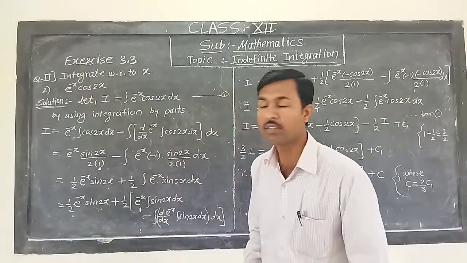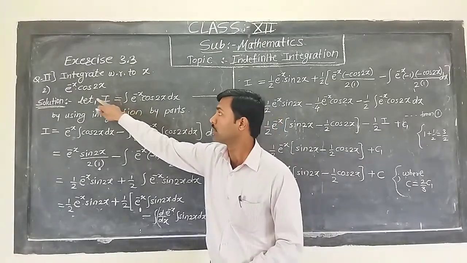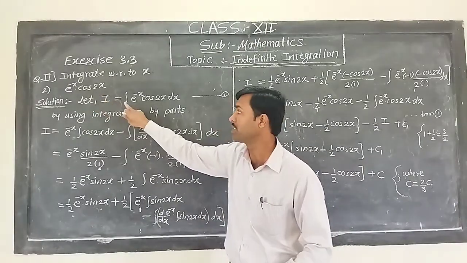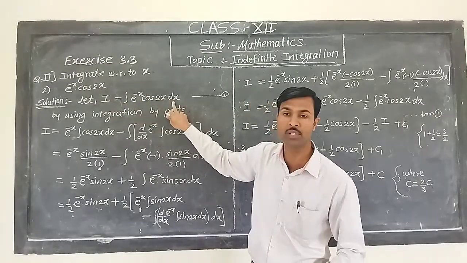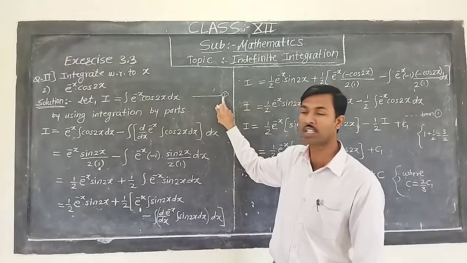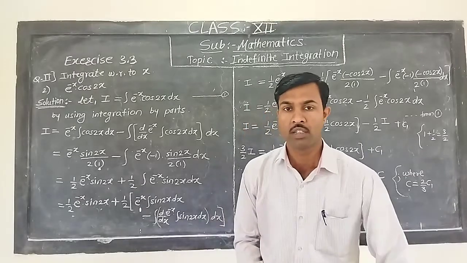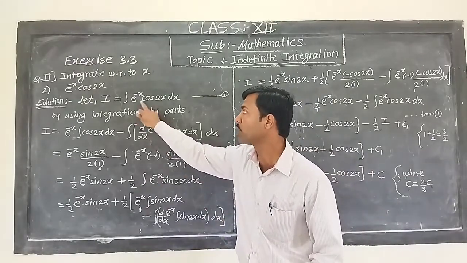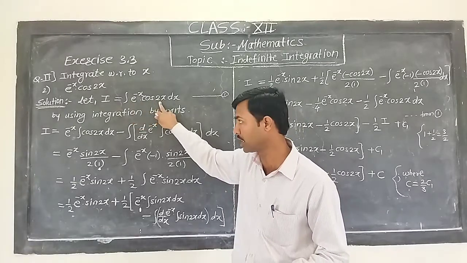So our first step will be, let I is equal to the integration of the given problem, that is integration of e raised to minus x into cos 2x into dx. Friends, I have given this equation as equation number 1. Here, if you observe, you will see that there is a product of two different functions. The first function is exponential and the second one is trigonometric.